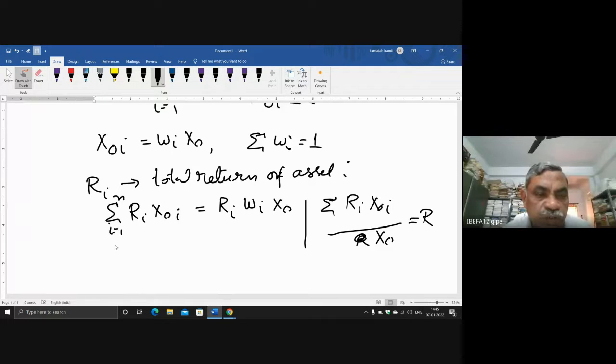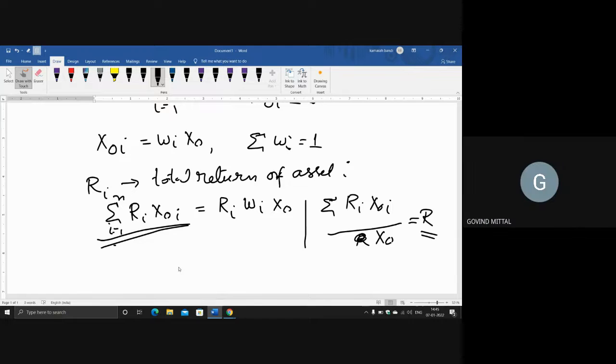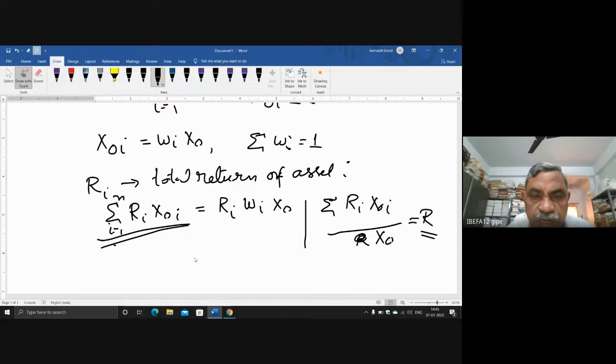Yeah, this is the total return, that is the total amount. And if you divide by the amount, you get the total rate, that is R. So this R will be equal to sigma Ri x0i. Now you can put sigma here also, then that goes. Okay. So now, as we wrote earlier, summation Wi should be equal to 1.